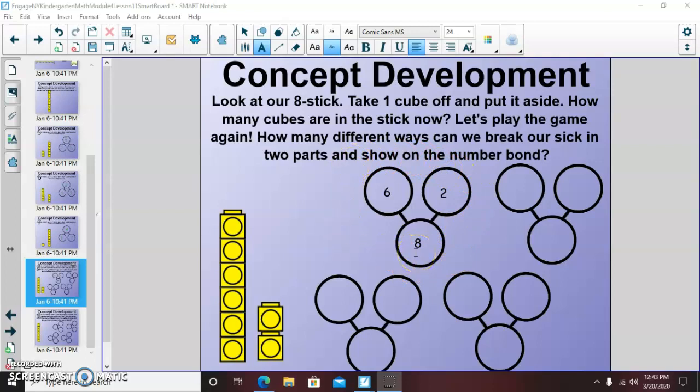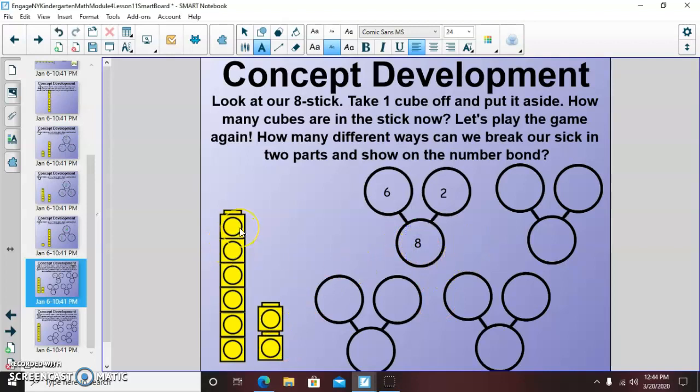Okay, check if your number bond looks like this. It may not look exactly like this, but you should still have your whole and your 2 parts the same as mine. So we have 2 parts. I'm going to count this part first. 1, 2, 3, 4, 5, 6, which goes right here. And we have 1, 2 for our second part, which is right here. And all together, we have 8.